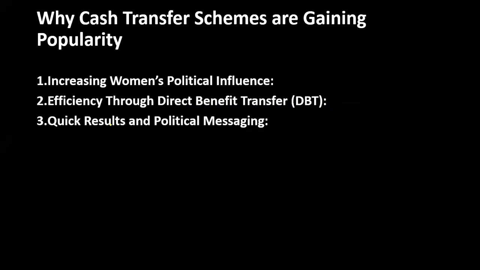Now, what we need to understand is why this cash transfer scheme is gaining popularity. Obviously, increased political influence of women. Women voter turnout has significantly increased. In 1962, 47% of women would vote, but now in 2023 or 2024, you can see that 66% of women go to vote. So the number of women who vote has increased from 1962 to 2024. That is the reason they are trying to get the votes of women by giving such schemes. This is one of the reasons.